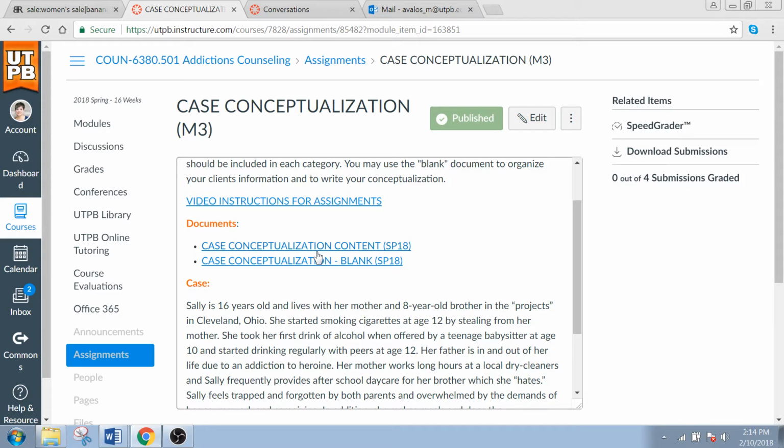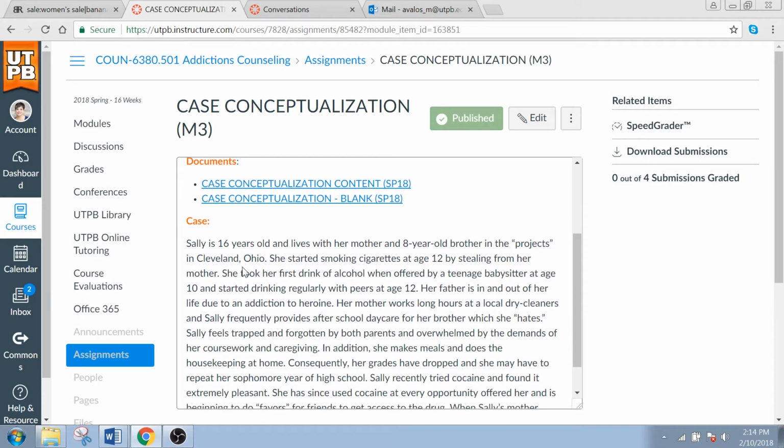One is the case conceptualization content, which we're going to go over in just a second. And then there's a case conceptualization that is blank that you can use to write up your actual assignment. Please note that your assignment still needs to have a title page. You can have these headings that we're going to look at, but also remember to please put it double-spaced so that I can add comments to it and read it a bit easier.